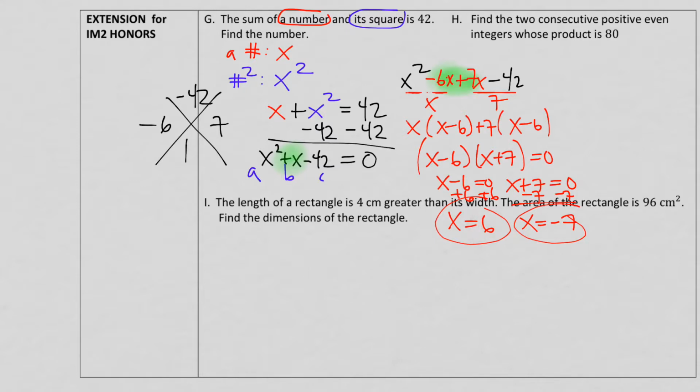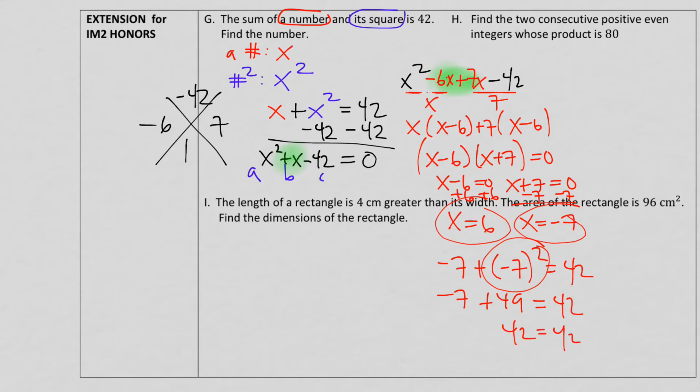If I take 6 plus 6 squared, that is 6 plus 36. That's 42. That works. If I take negative 7, then if you want to see that work here, I can say negative 7 plus negative 7 squared. Would that be 42? If I check it, it's negative 7, and this becomes a positive 49, which will give me 42. So in this example, both solutions work, so I can use either of them.